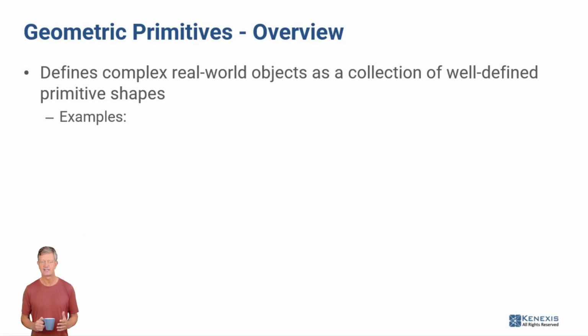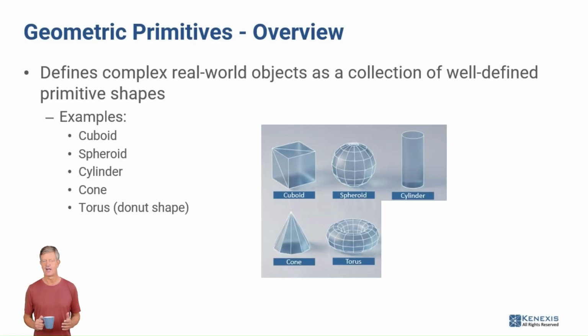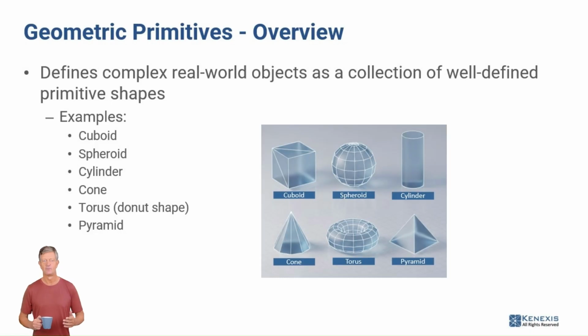Most computer-aided design, or CAD, software that allows users to build 3D models of plants employs the geometric primitives approach. This technique defines complex real-world objects as a collection of well-defined primitive shapes. The shapes used in this approach include the cuboid, spheroid, cylinder, cone, torus, which is a donut shape, and pyramid. When creating a 3D space, the user builds a collection of these individual geometric primitives to define the entire space.